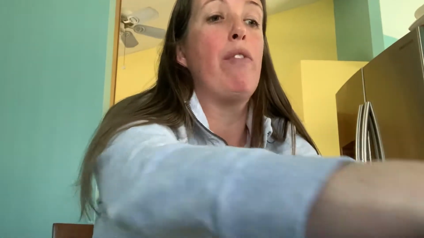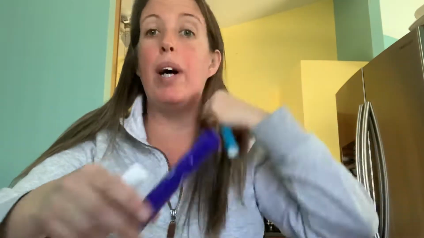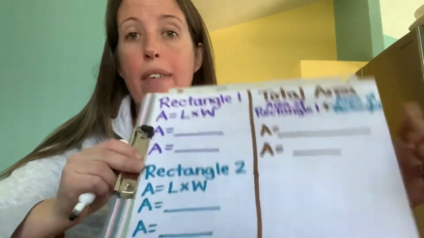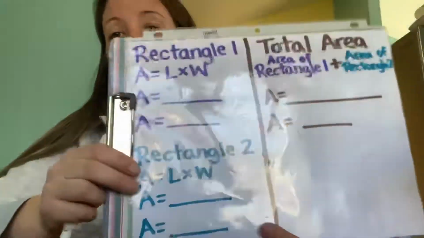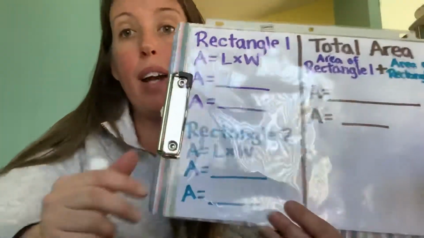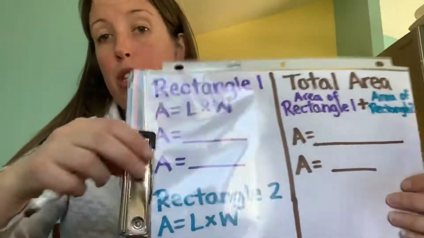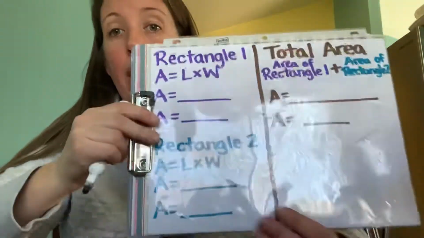So to do that, I suggest having two different colored markers. For today's activity, I'm always going to use a purple marker to outline rectangle 1 and then a blue marker to outline rectangle 2. I also created a work mat for myself, and I stuck it in a sheet protector. That's just going to help me organize my information each time. This is optional, but for me it helps me to stay organized.